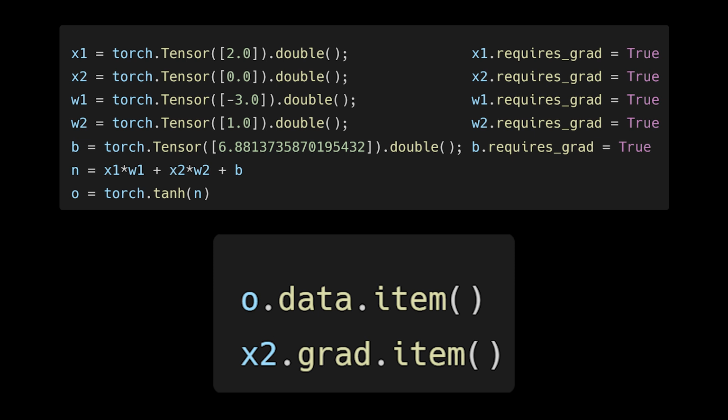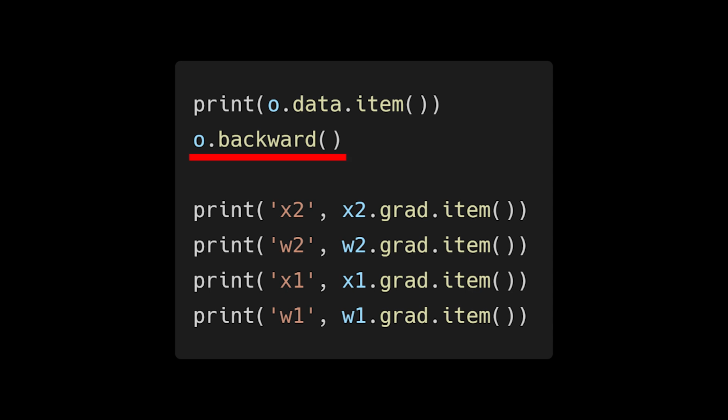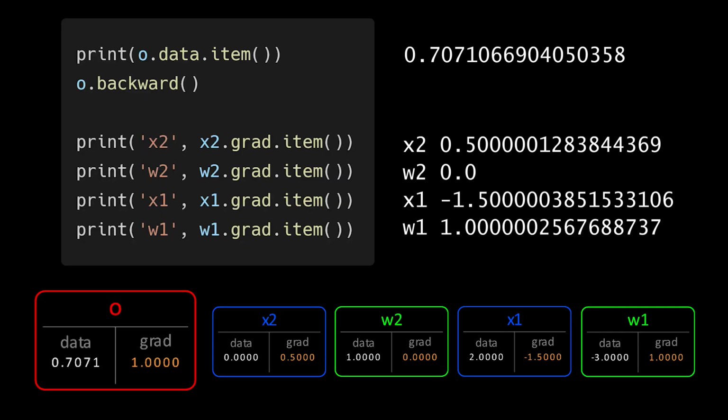Just like in Micrograd, values have data and grad attributes. The only difference is that we need to call .item on them, because otherwise PyTorch returns a tensor object instead of a plain Python number. Next, we run this. PyTorch has a backward function, just like the one we implemented. And after running, we get the same forward pass output, as well as the gradients, so PyTorch agrees with us.